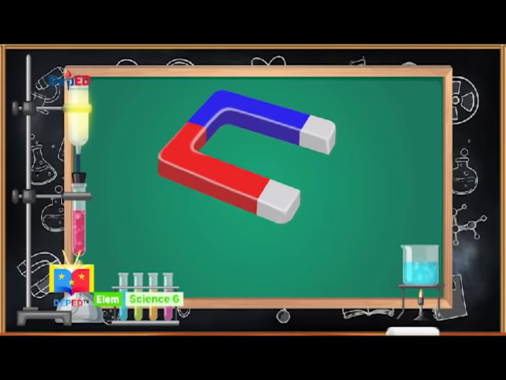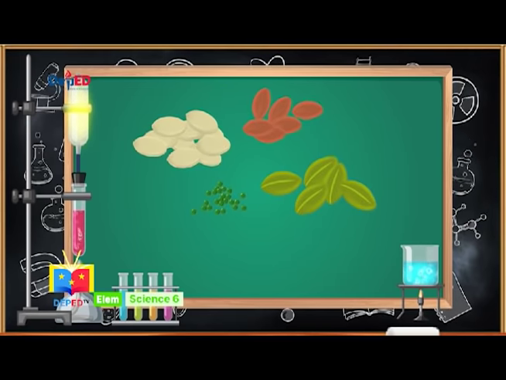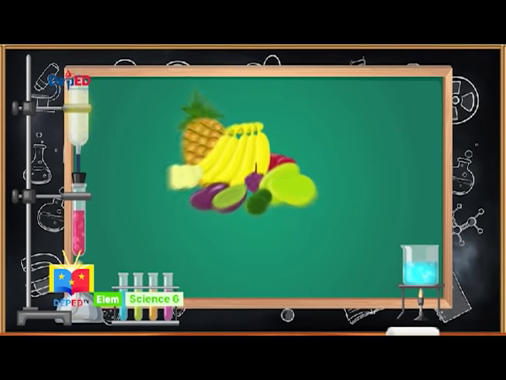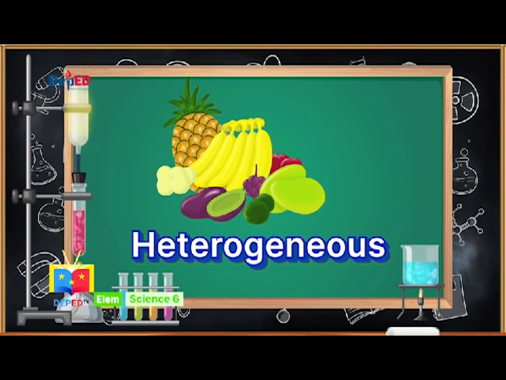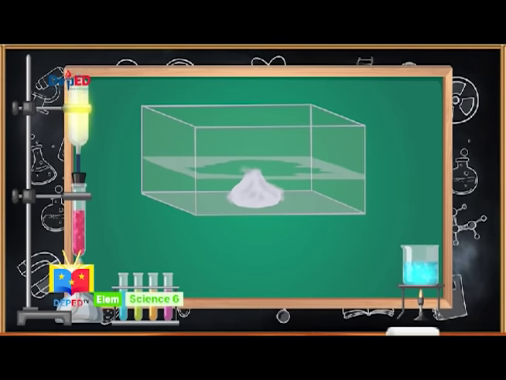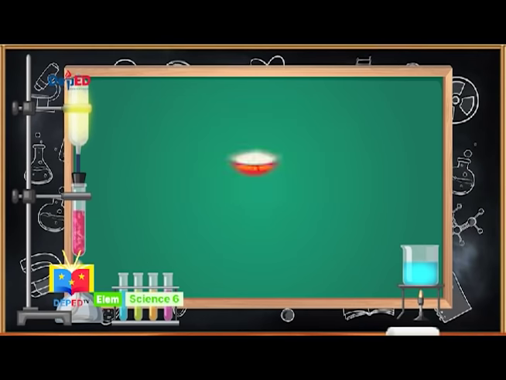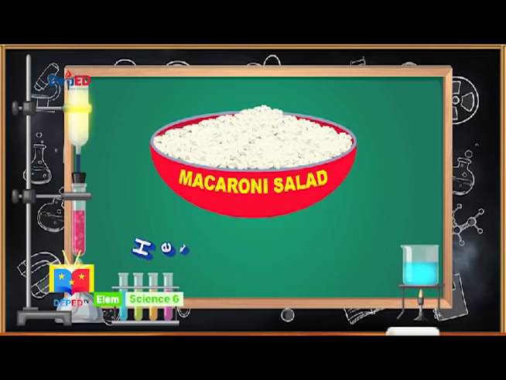Magnet. The correct answer is homogeneous. Seeds. The correct answer is heterogeneous. Fruits. The correct answer is heterogeneous. Alum dissolved in water. The correct answer is homogeneous. Macaroni salad. The correct answer is heterogeneous.